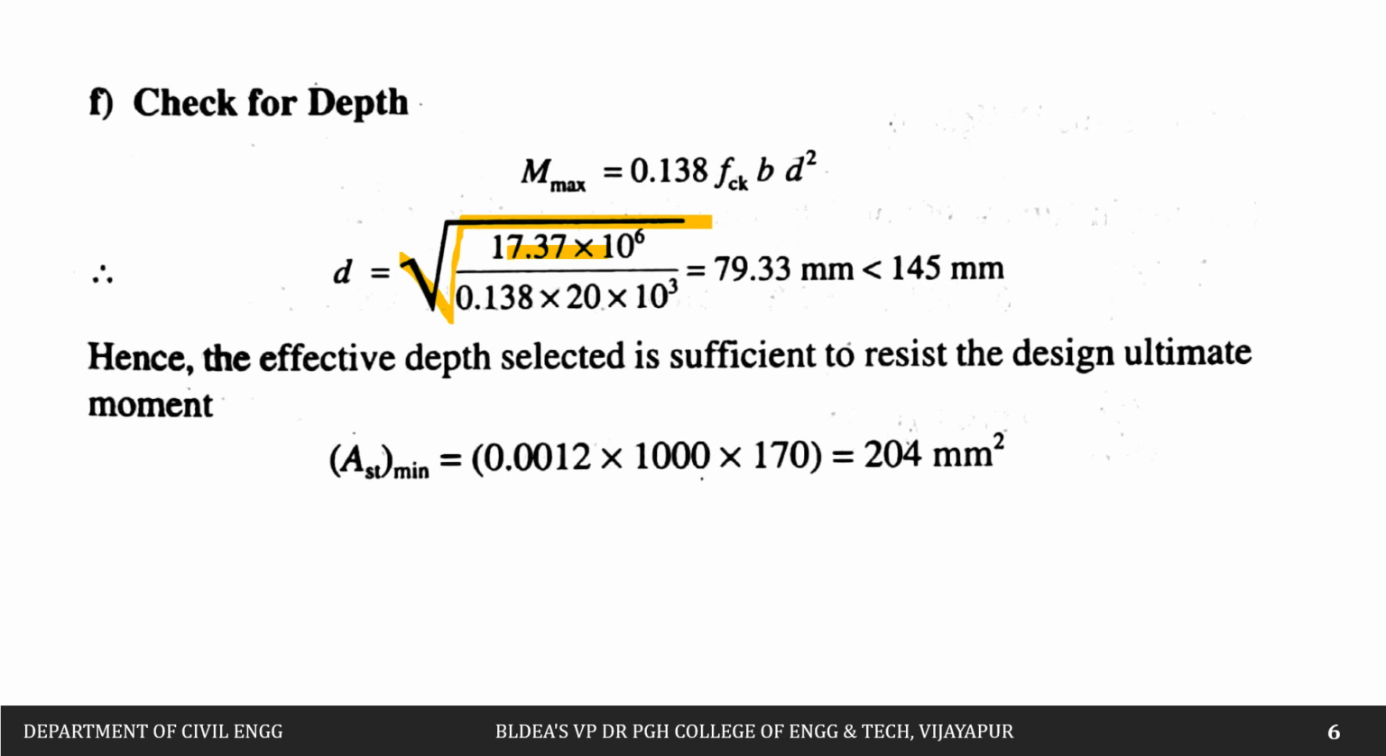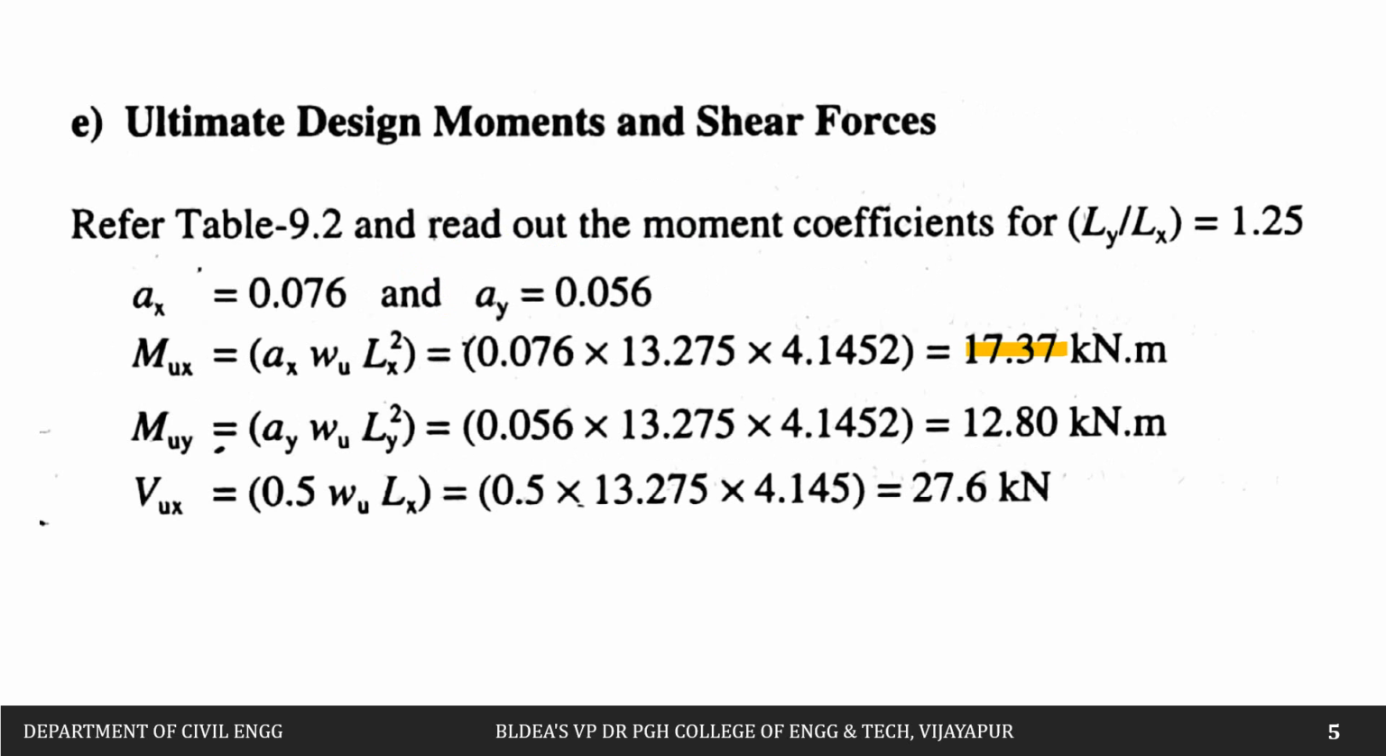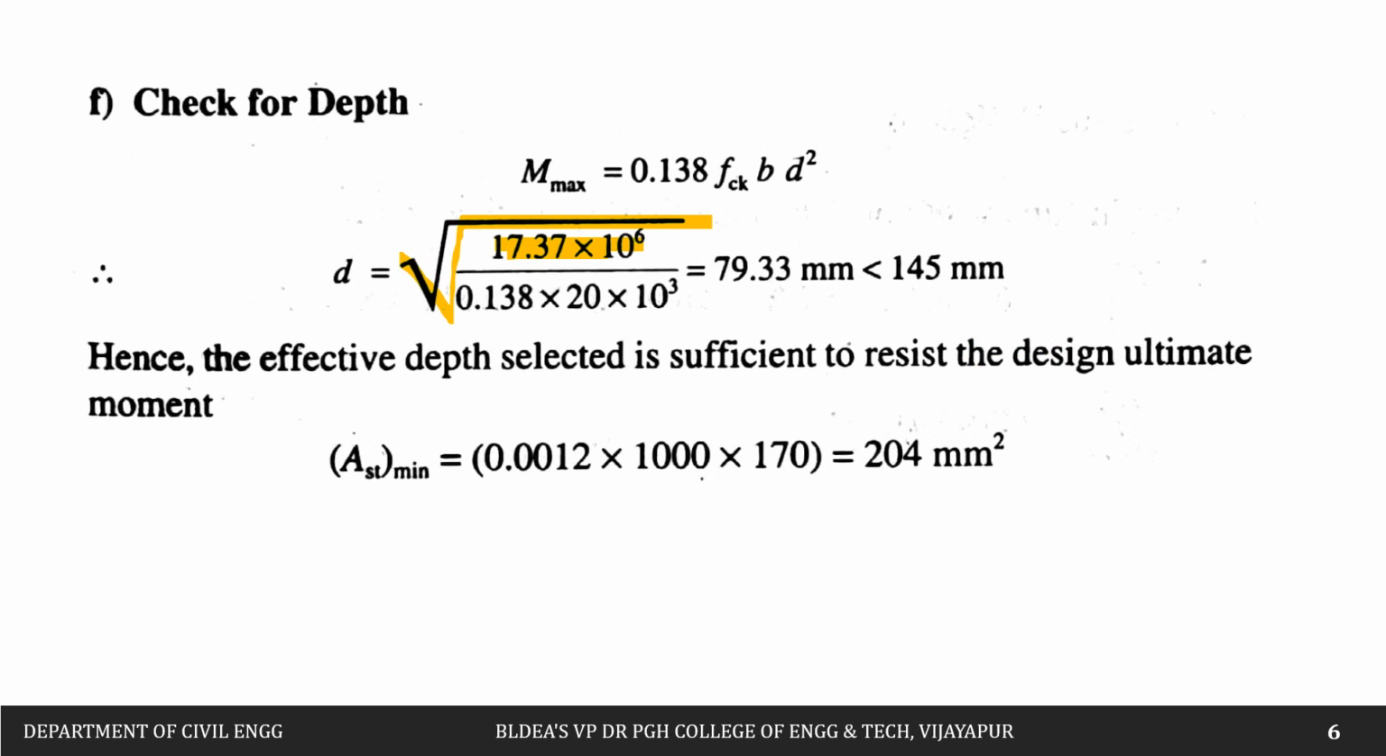that is Mu, the maximum moment here, that is 17.37 into 10 raised to 6 divided by 0.138 we have, fck is 20 and b is 1 meter. So you will be getting the answer as 79.33 mm, which is less than the provided depth, that is 145 mm. So therefore the effective depth selected is sufficient to resist the design ultimate moment.